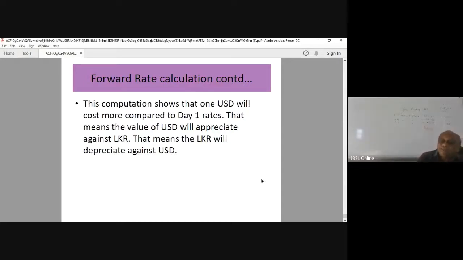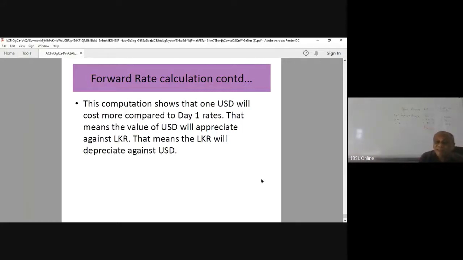Indirect quote and direct quote. Indirect quote, take an example. What do you mean by indirect quote? The value of a currency unit is quoted in US dollars. One currency unit is equal to how many US dollars?